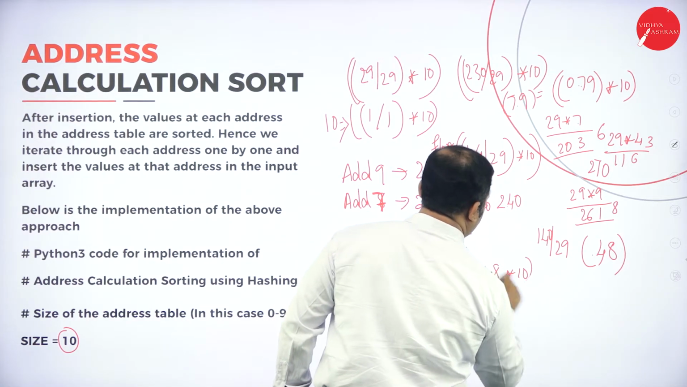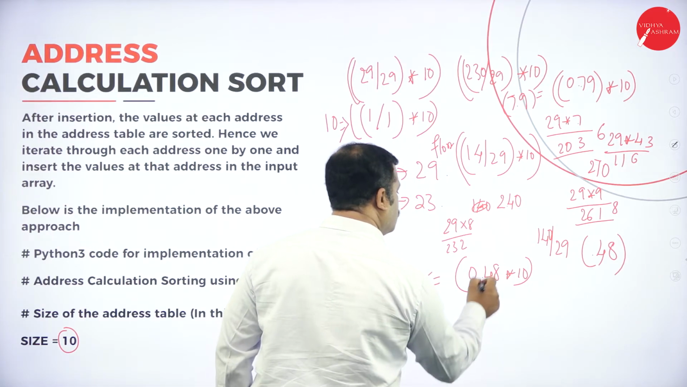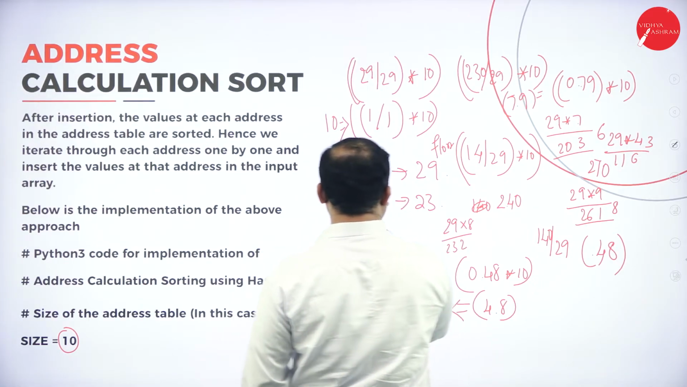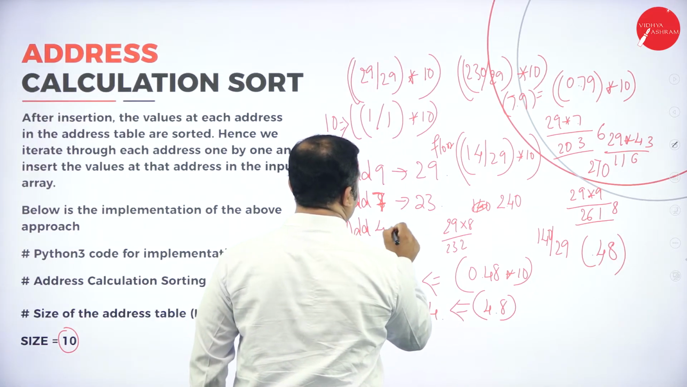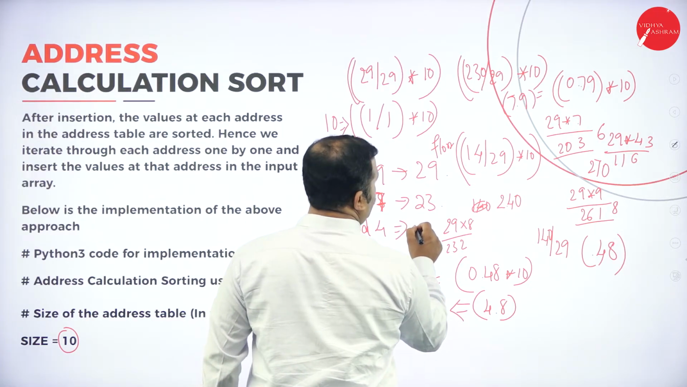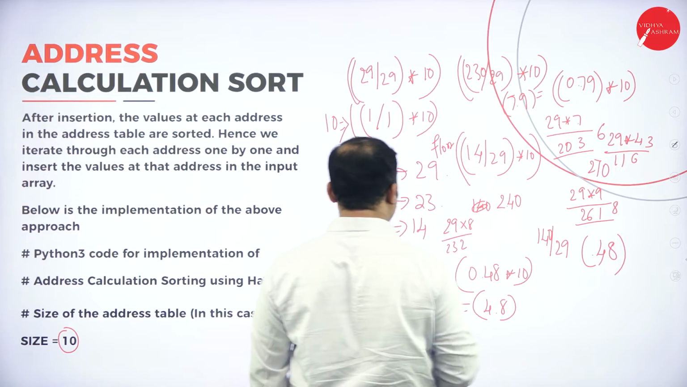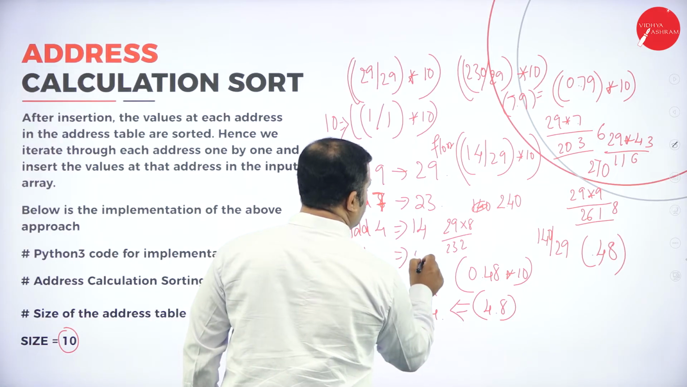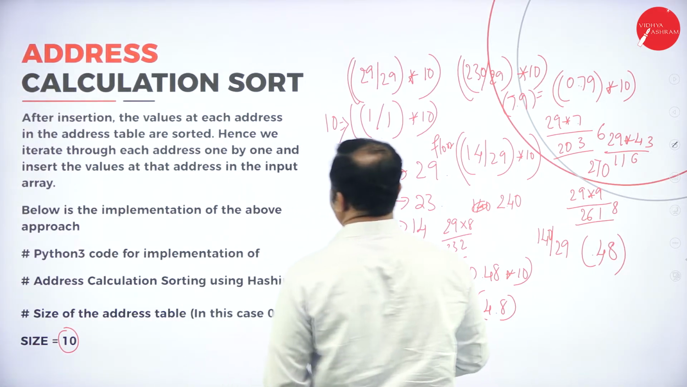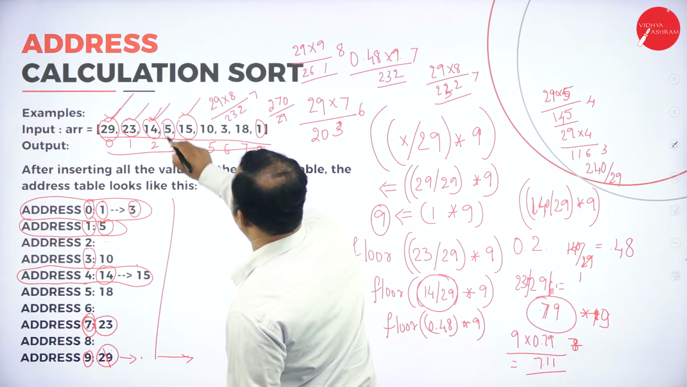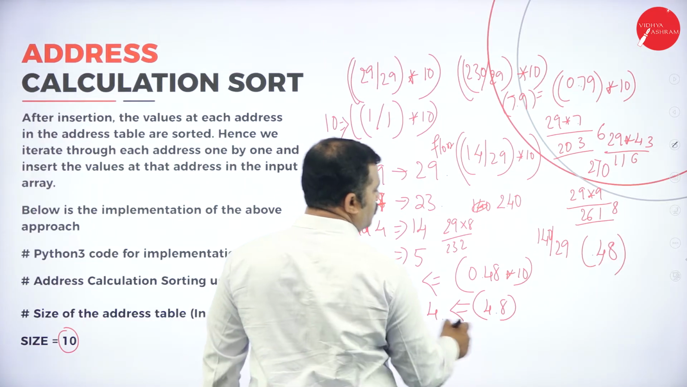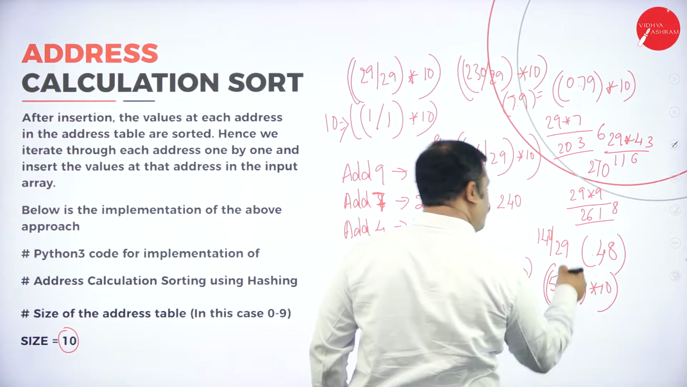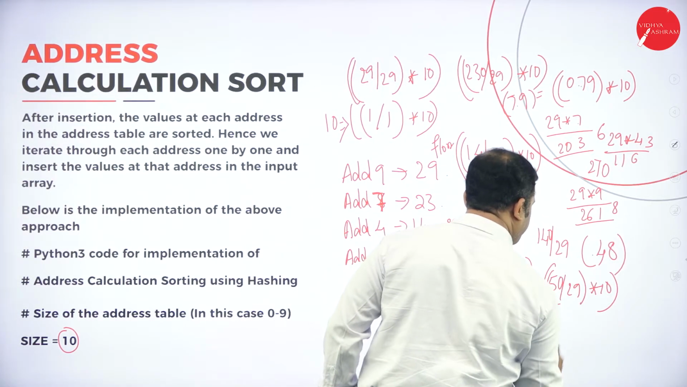0.48 star 10. What is the value we get? We get 4.8. What is the floor of that? Floor of that we get 4. So we have inserted the value at this location, that is address 4. We have the value 14. Then address, let me have the value 5. Where to place this 5? We have the element which is equal to 5 here. 5 divided by 29 star 10, what is the value we get? Floor of that, that is 50.